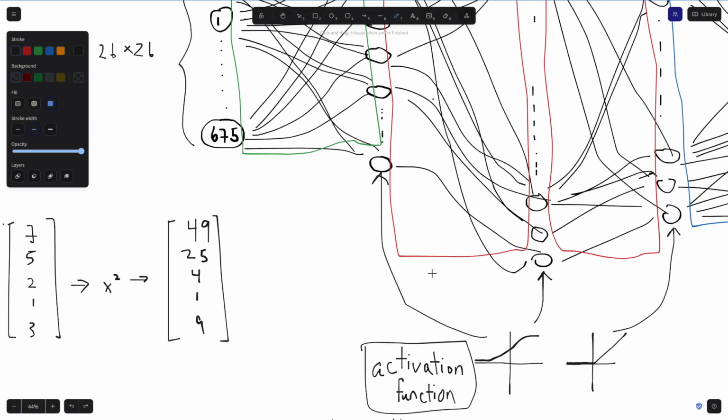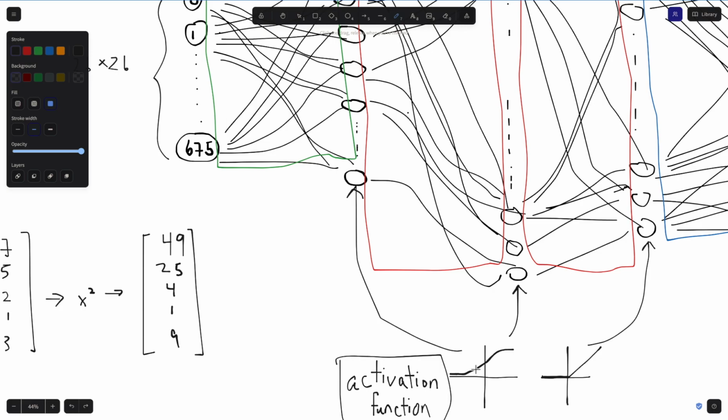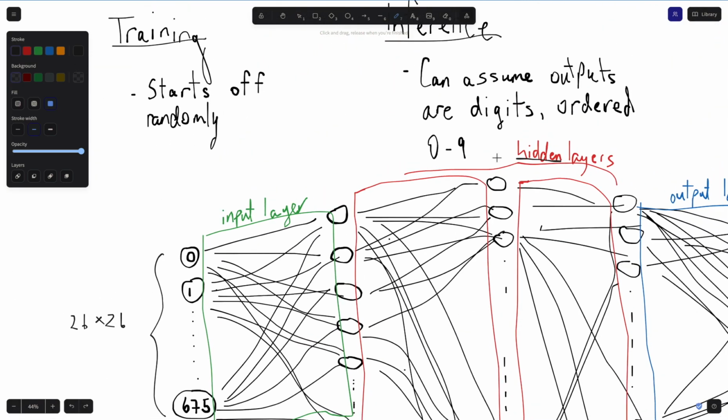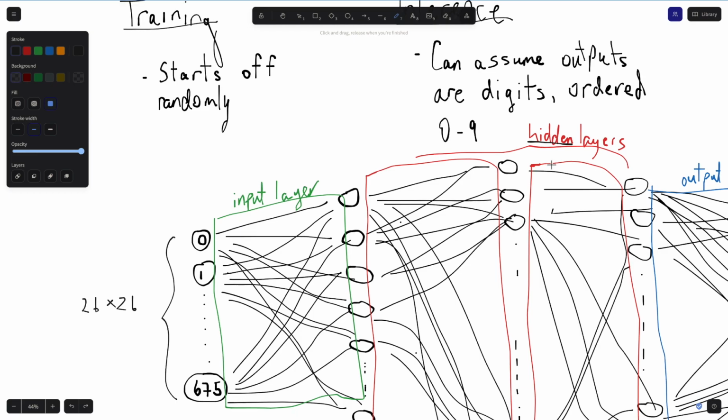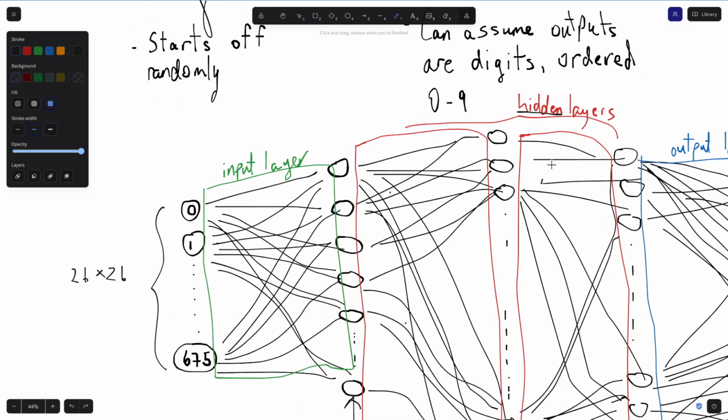So why do we need these activation functions? And what are these hidden layers like? This just sounds so mysterious, and what's hidden about them? Okay, so let's talk about the hidden part first, because that's easier to explain.